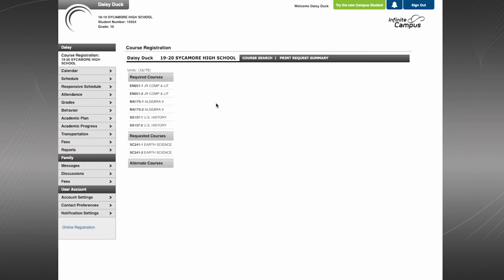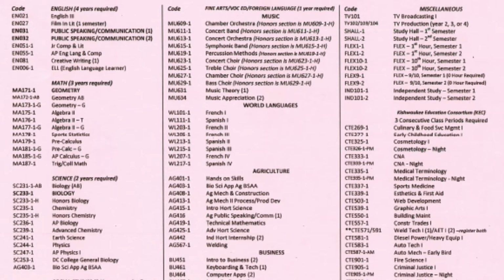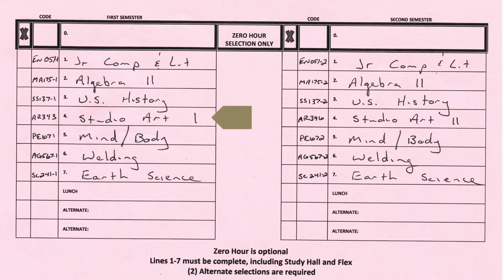Once you have confirmed your required and requested courses, click Course Search to add classes that you have listed on your planning sheet. You will receive this from your school counselor. On the Course Search page, you may search courses based on their name or course number that is listed on your planning sheet. For example, this student wants to add studio art to their schedule.